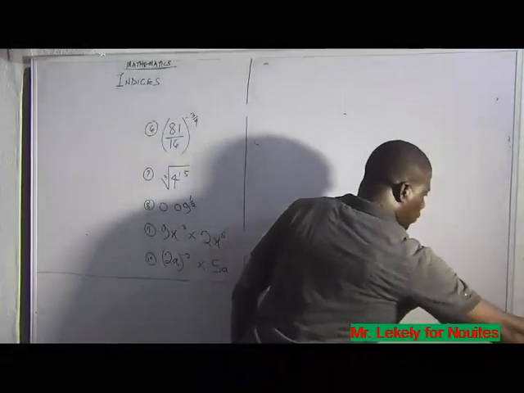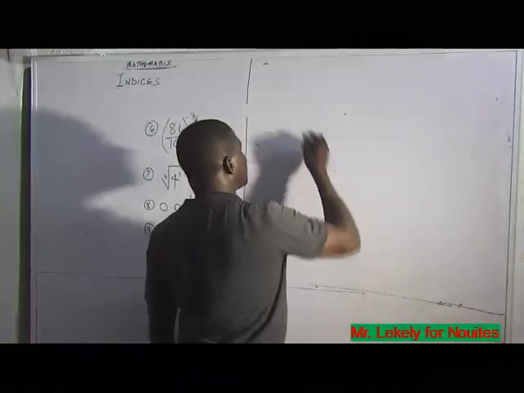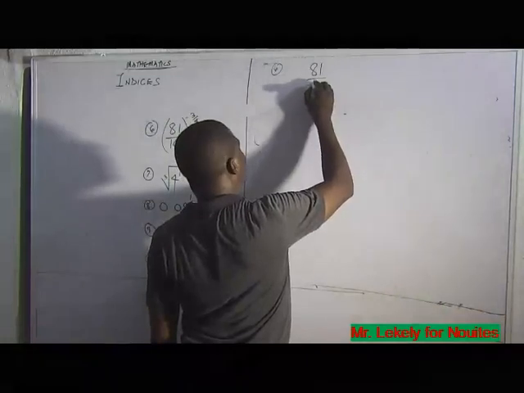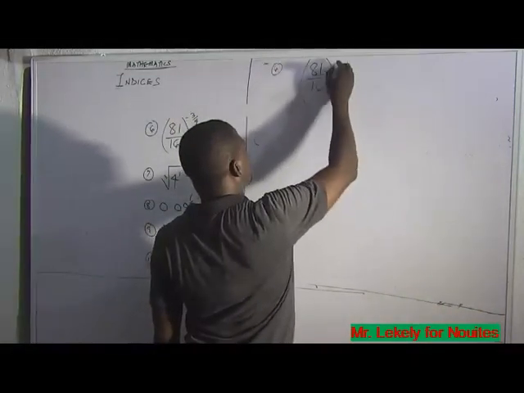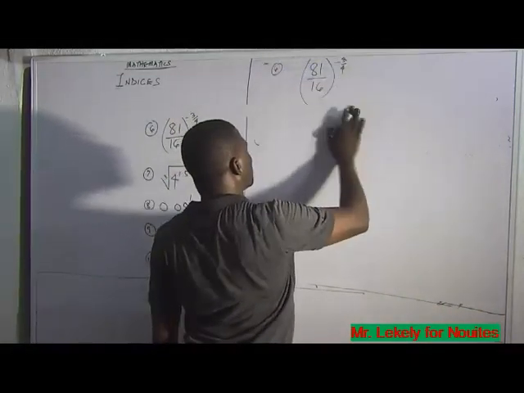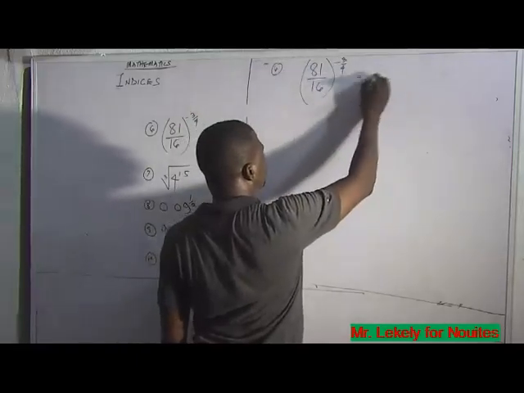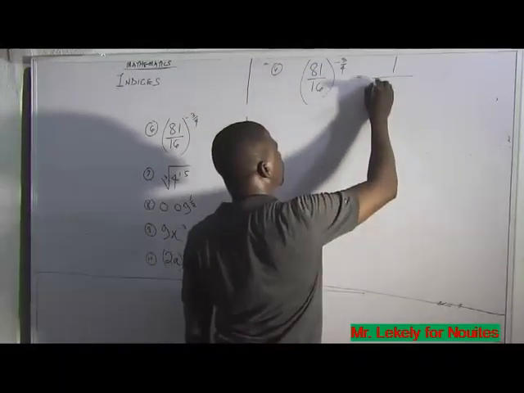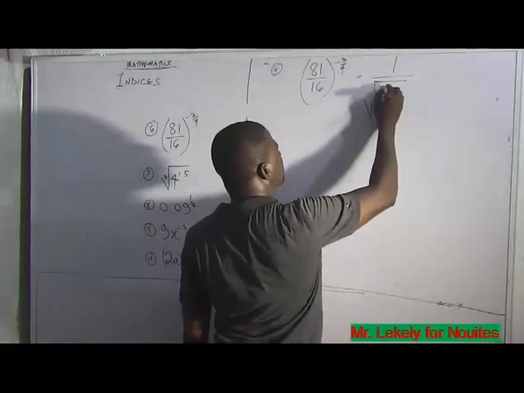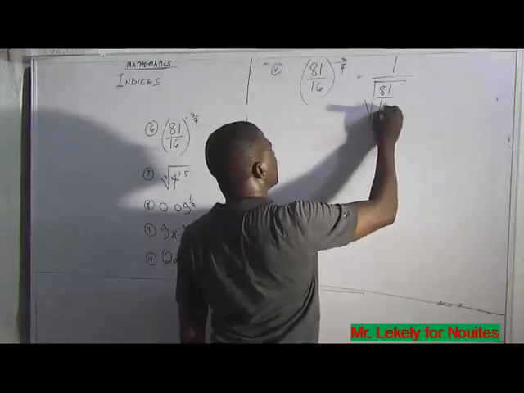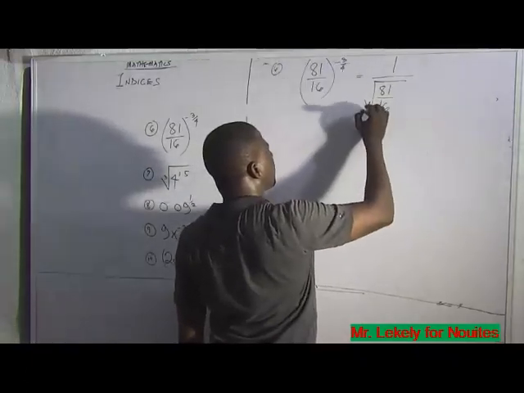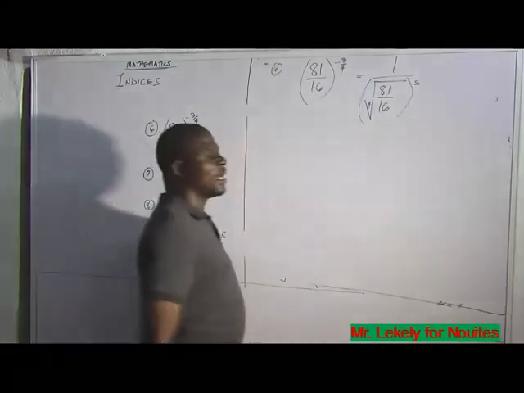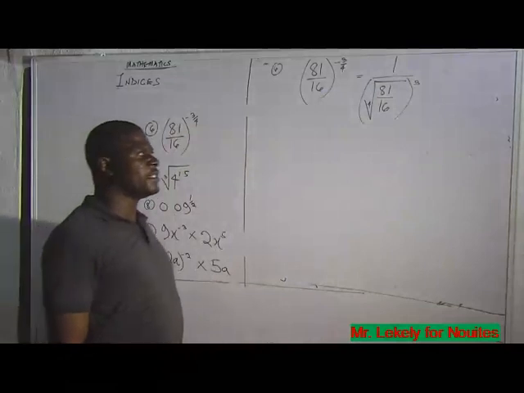Now, question 6 is 81 all over 16 into minus 3 over 4. Now, how do you do this? This minus will change to 1 over, then this line will change to square root. The 81 will come inside, the 16 will come inside. Because I have 4 here, bring the 4 inside. Then I have 3 on top here, bring the 3 here. You see that? We are still applying law of indices.